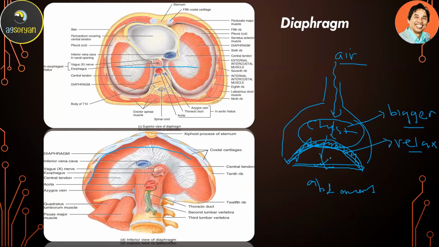So again, when it is relaxed, it looks like an umbrella, like a mushroom. When it is contracted, it becomes flat, pushes down, and increases the volume of the chest. When the volume of the chest is increasing, the air can move into the chest, into the lungs.